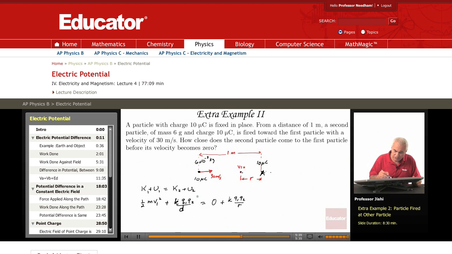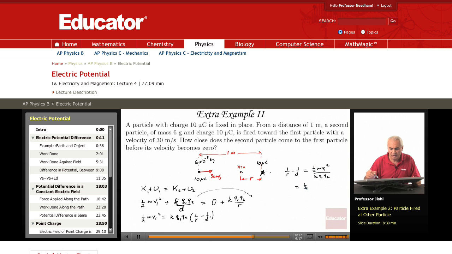To get the answer, I can move this here. So this becomes half m v1 squared equals k Q1 Q2 times 1 over r minus 1 over d. So this means that 1 over r minus 1 over d is equal to half m v1 squared divided by k Q1 Q2. Let's put the numbers.